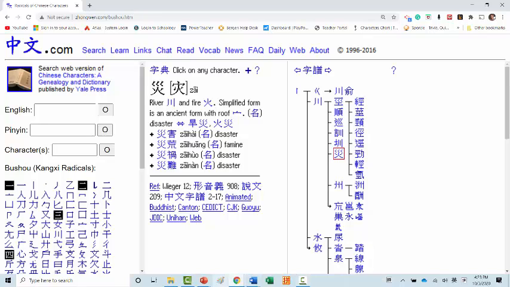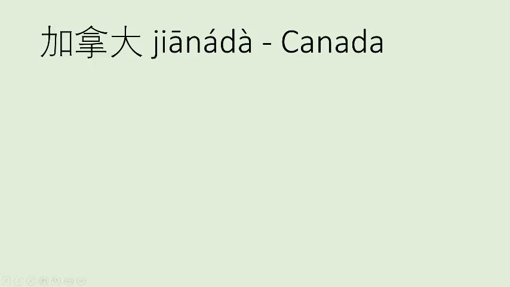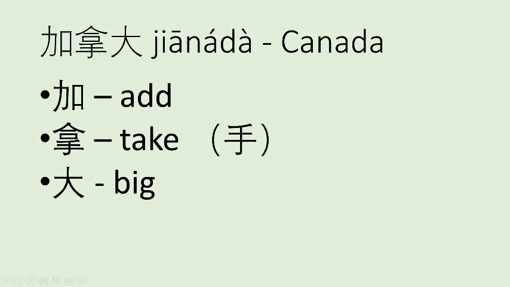So it's pretty useful. The next 3 characters are jiānádà. All alone they mean add, take, big. And so they're just a sound for Canada. Take, you'll notice, has the hand radical in the bottom. I won't expect you to be able to write these, but you should be able to recognize them. jiānádà, and please do trace them.